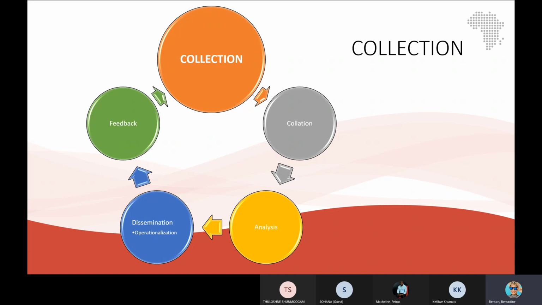And we must also remember that during each of these steps, collection, collation, analysis, dissemination, and feedback, we must stop before we go to the next step. We must stop and we must evaluate. Is what we are doing valid? Is what we are doing accurate? And is what we are doing reliable? Now, how on earth do we do that?